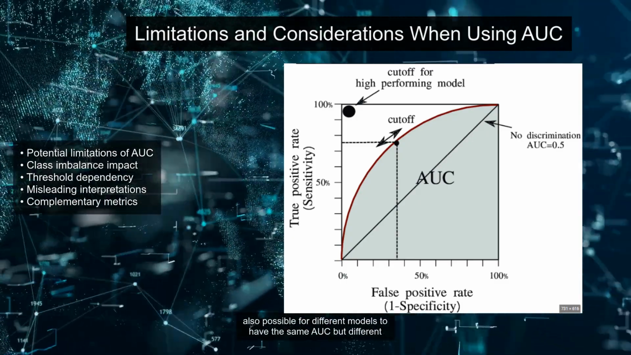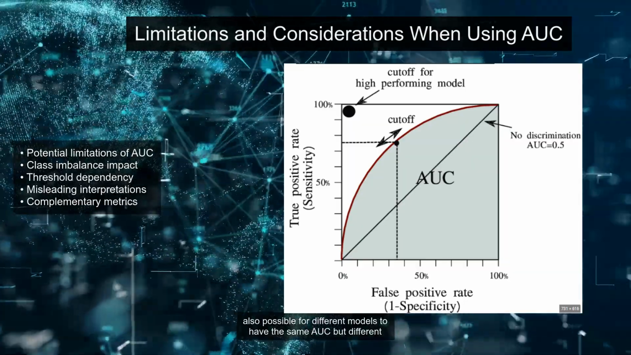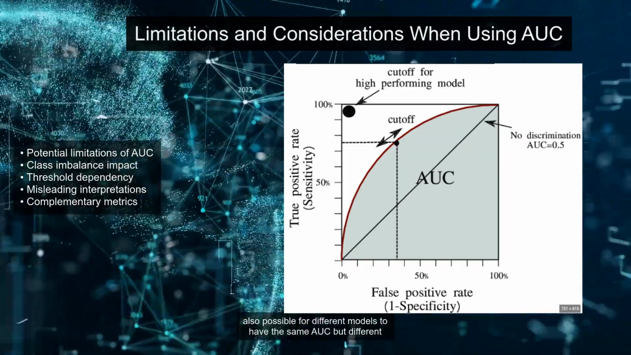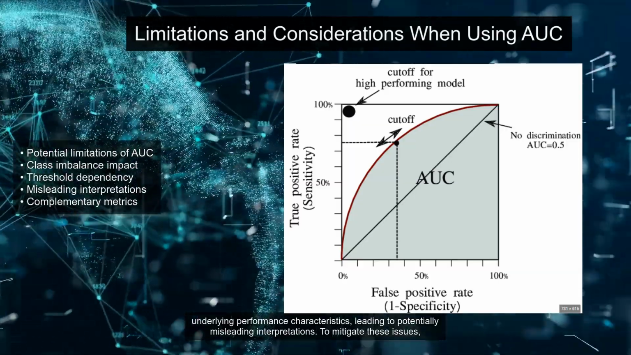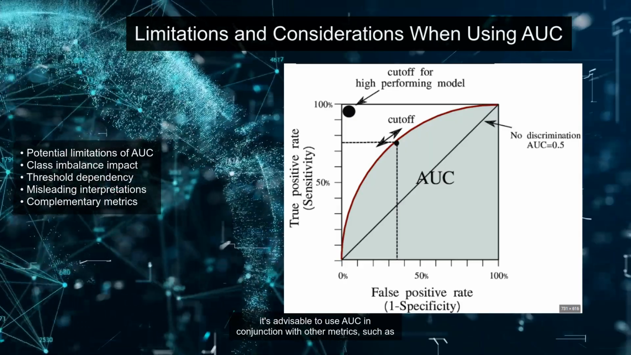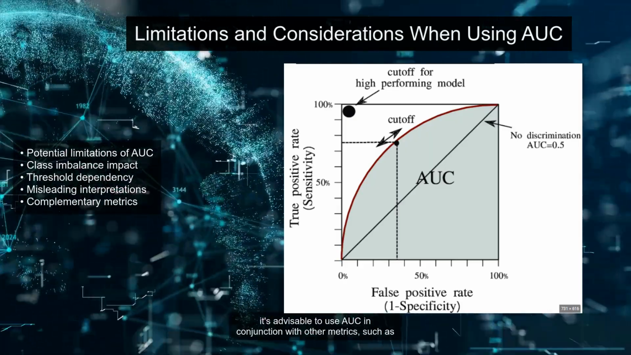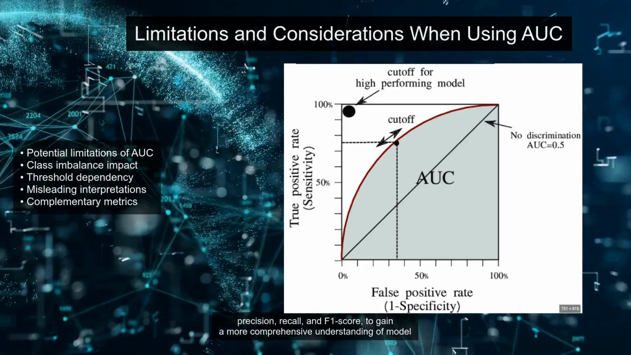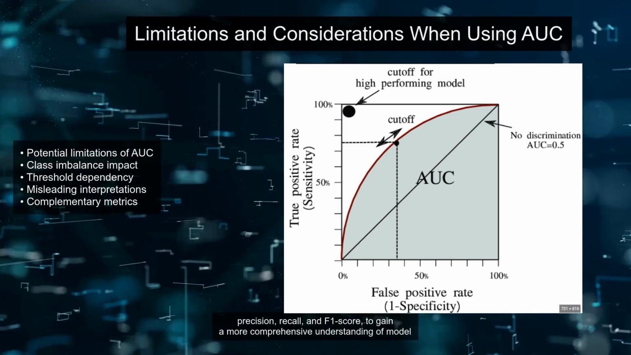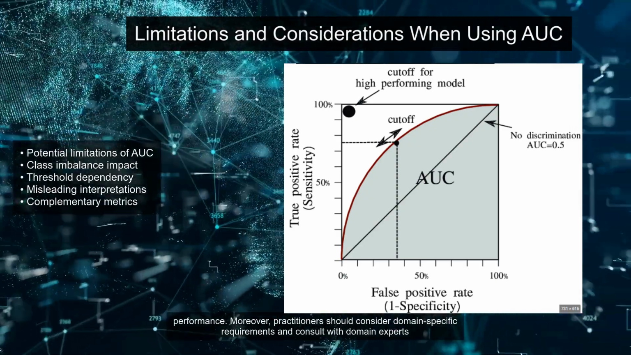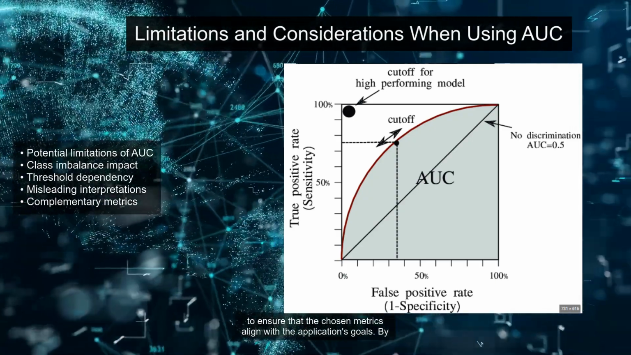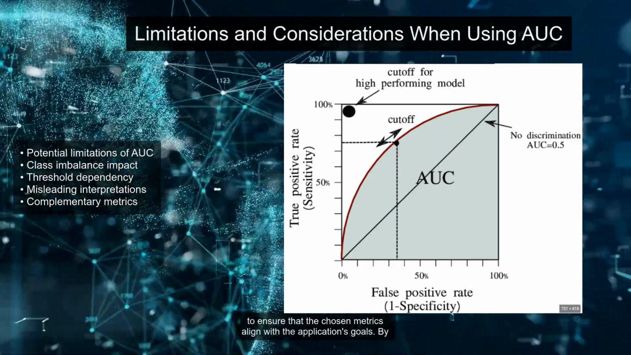It's also possible for different models to have the same AUC but different underlying performance characteristics, leading to potentially misleading interpretations. To mitigate these issues, it's advisable to use AUC in conjunction with other metrics, such as precision, recall, and F1 score, to gain a more comprehensive understanding of model performance. Moreover, practitioners should consider domain-specific requirements and consult with domain experts to ensure that the chosen metrics align with the application's goals.